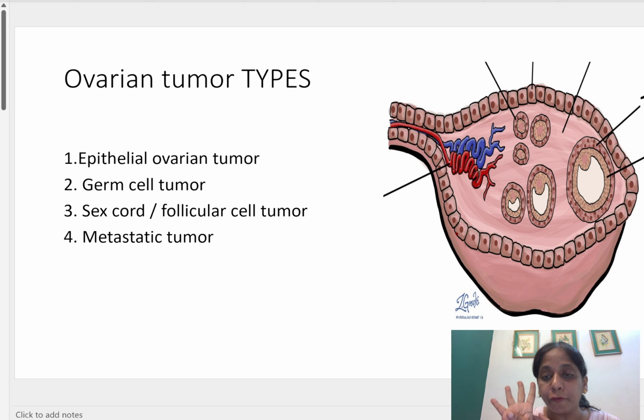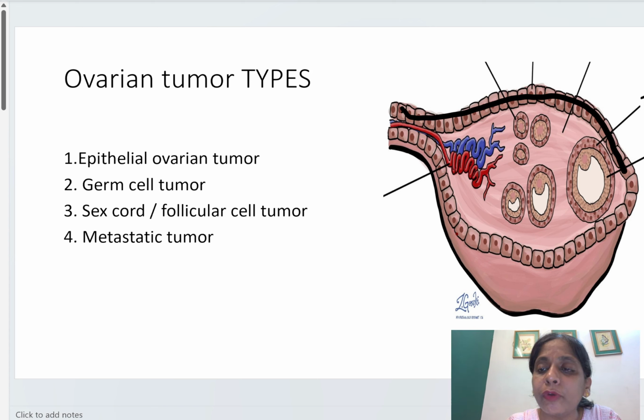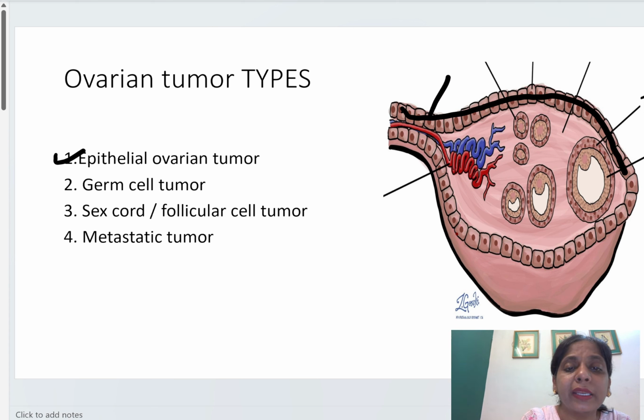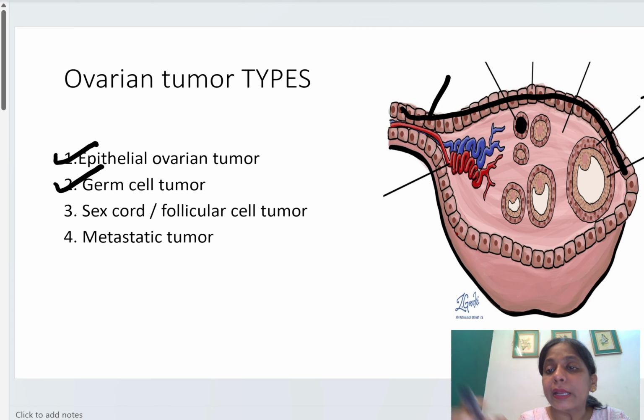Ovarian tumors are of four types. First is the epithelial ovarian tumor. If the epithelium of the ovary becomes tumorous, then it is known as the epithelial ovarian tumor. If the germ cell, the ovum, becomes tumorous, then it is known as the germ cell tumor. If the follicle becomes tumorous, then it is known as the follicular cell tumor.